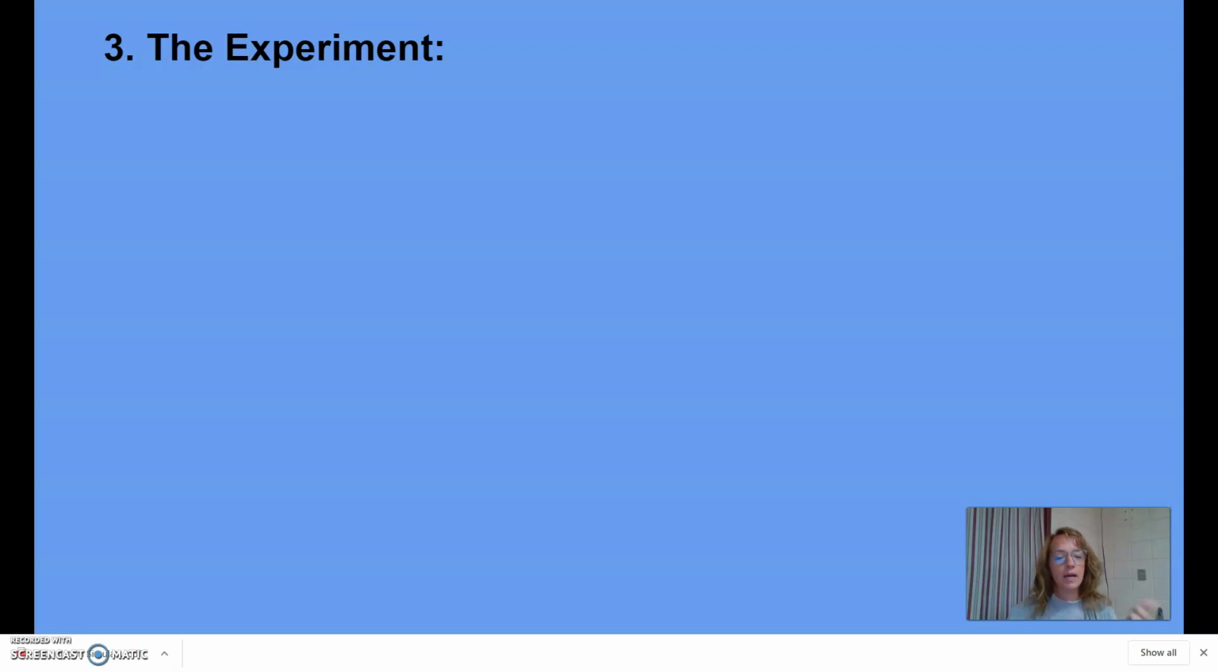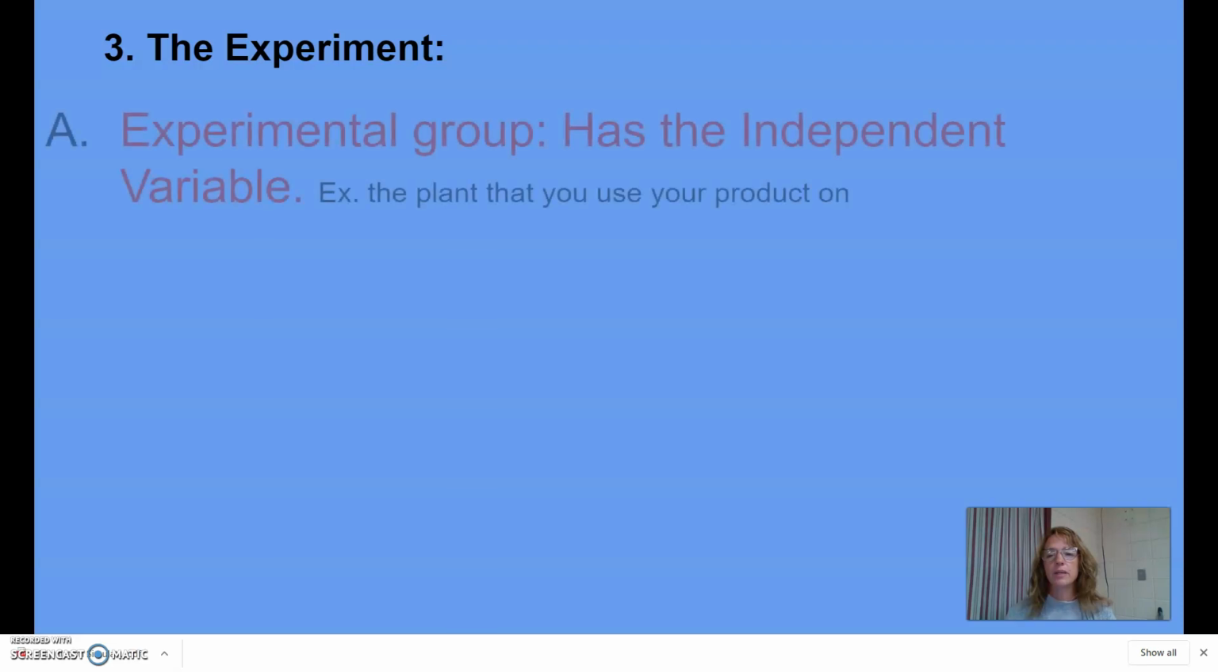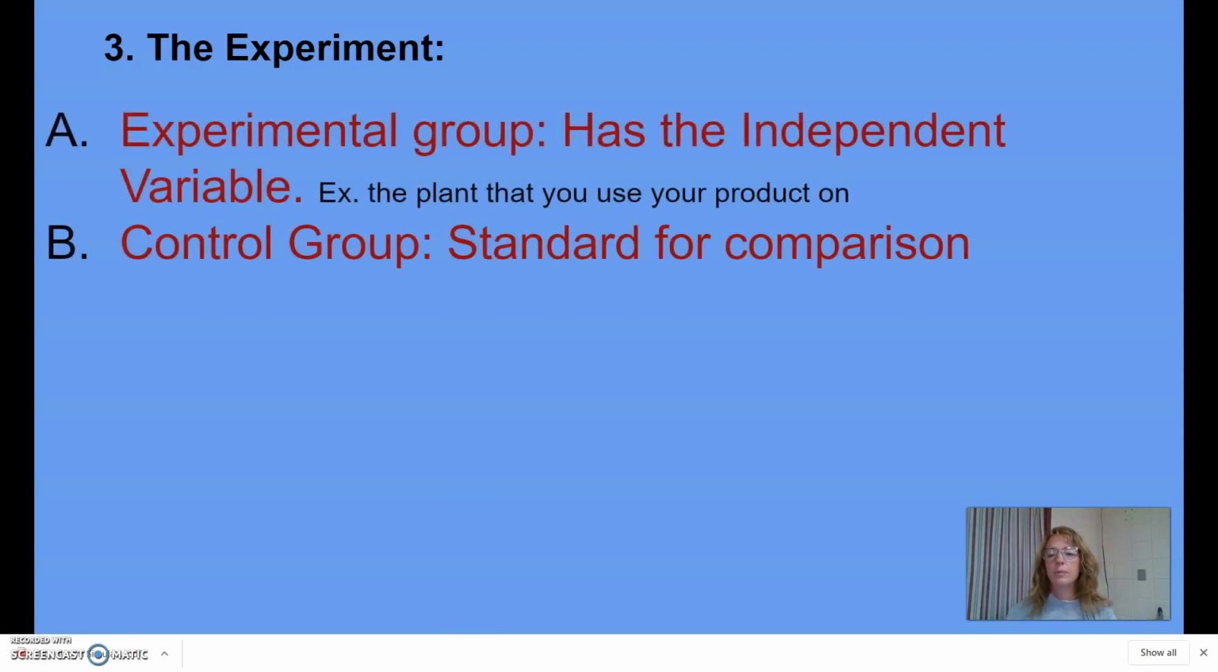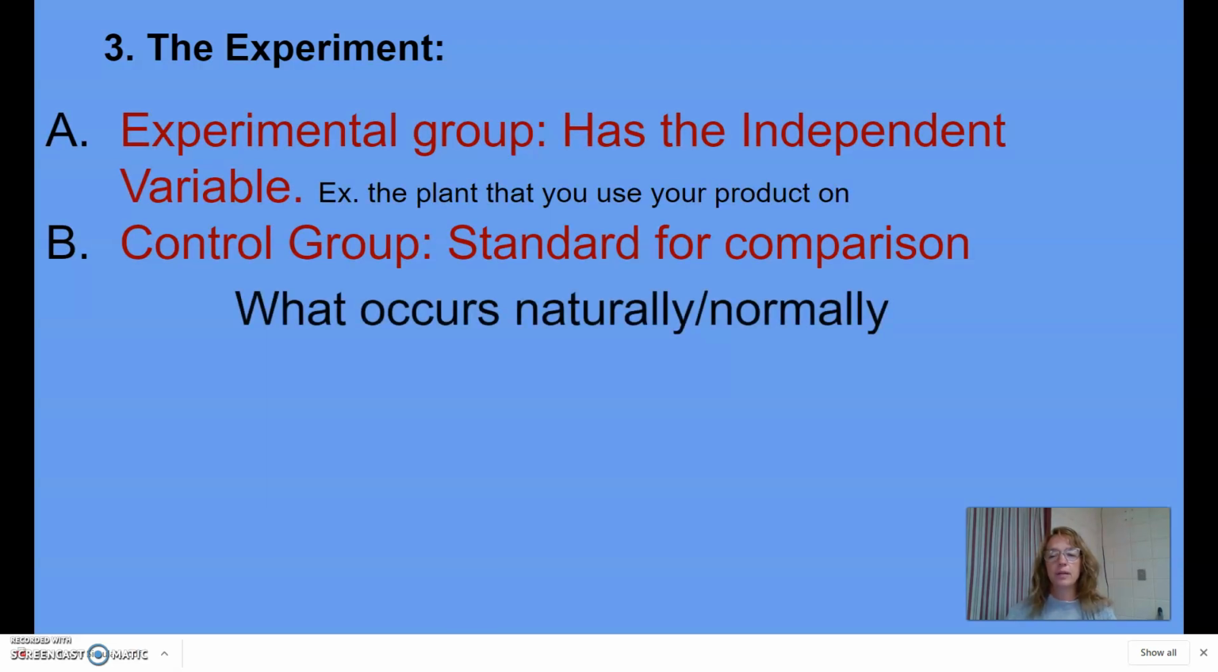Okay, so now we have a problem, we have a hypothesis, we're going to run our experiment, and there are two important groups in an experiment. You have your experimental group, that's the one that actually has the independent variable added to it, and you have a control group, which is a norm. So in our plant example, if you think vinegar is going to help your plant grow taller, the plant that you add vinegar to becomes your experimental group.